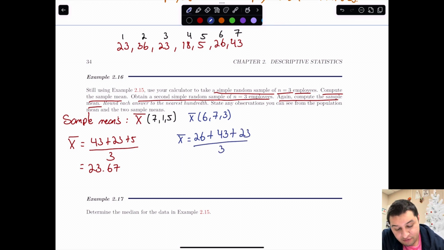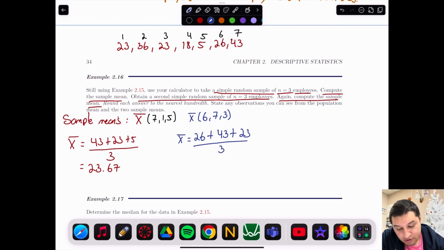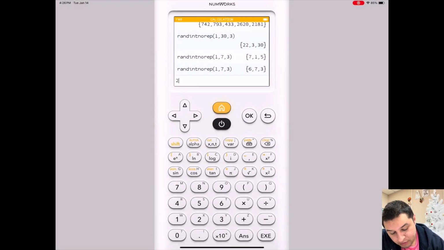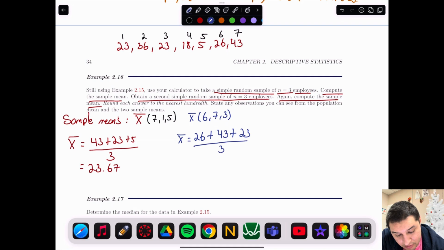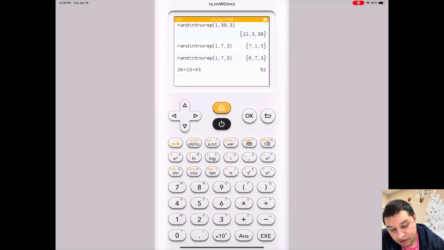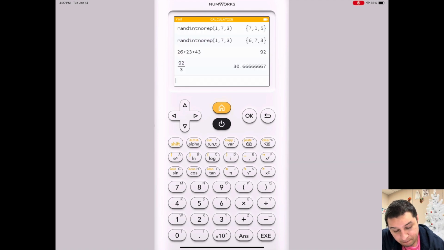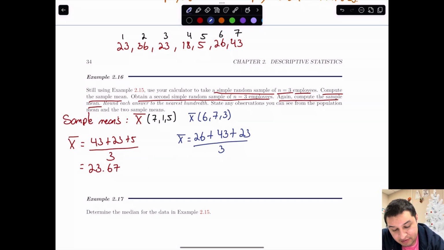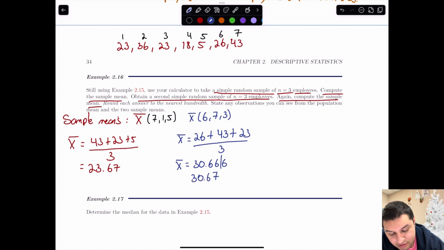And I think this one I don't have written down, so we're gonna go ahead and do this one. So 26, 23, 43. 26 plus 23 plus 43. I believe that's correct. All right, and we're gonna go ahead and hit okay, and then I'm gonna divide this by 3. That gives me 30.666. So I'm gonna write right here, X bar is 30.66. And then since it says another 6, we're just gonna round it off to 30.67 is my X bar.